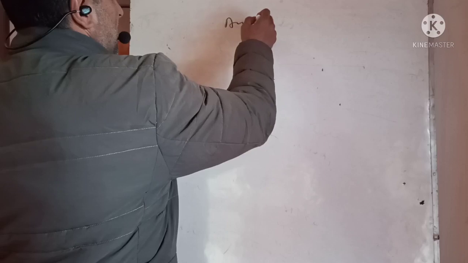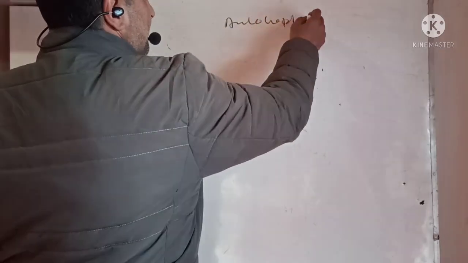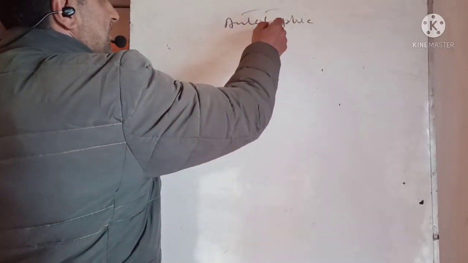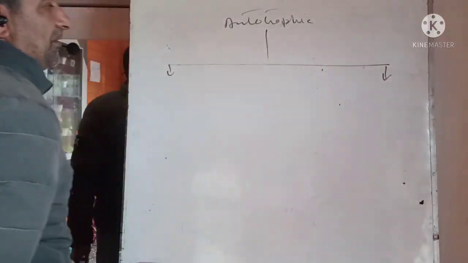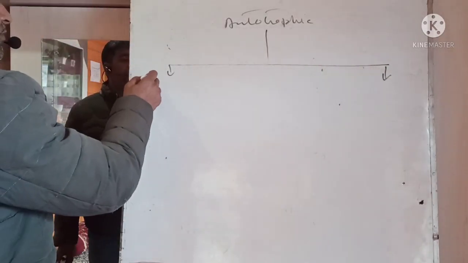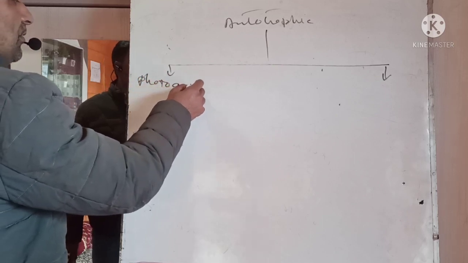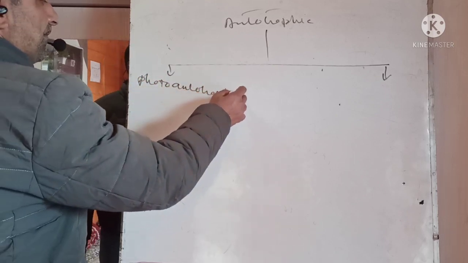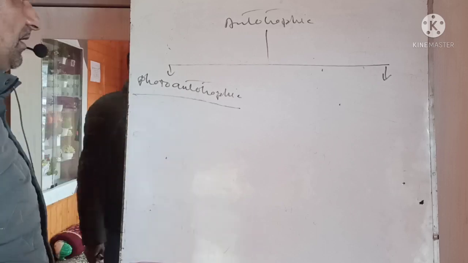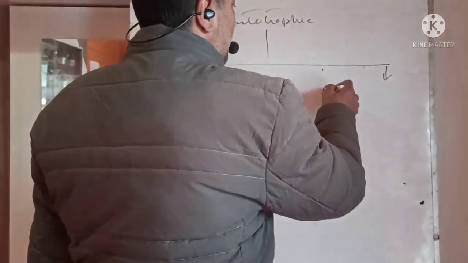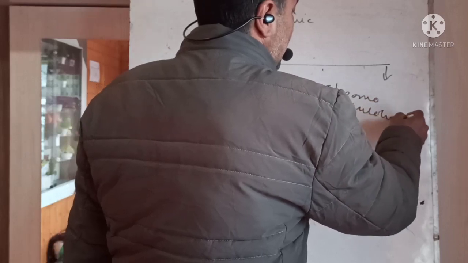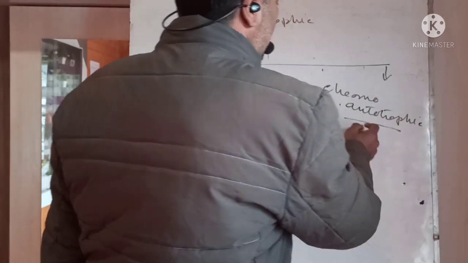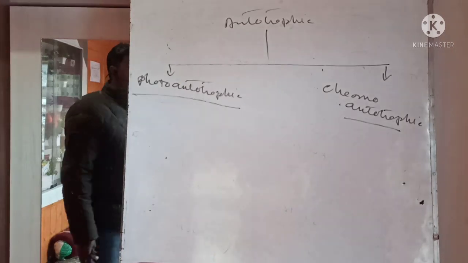Shabash. Now autotrophic nutrition is further divided into two types. Number one is photoautotrophic, and number two is chemoautotrophic. Photoautotrophic and chemoautotrophic.